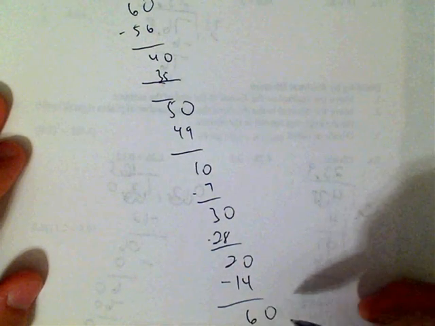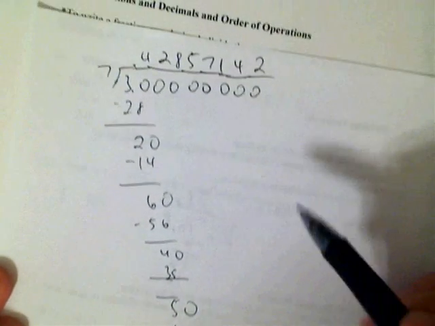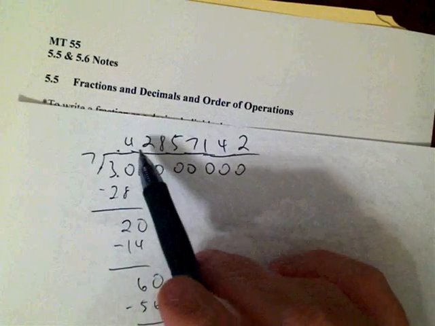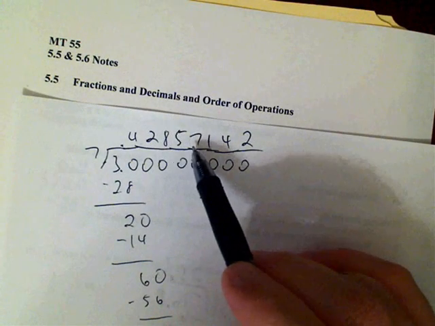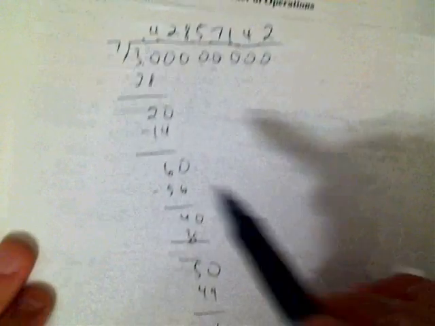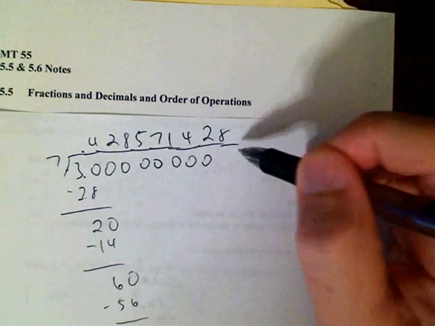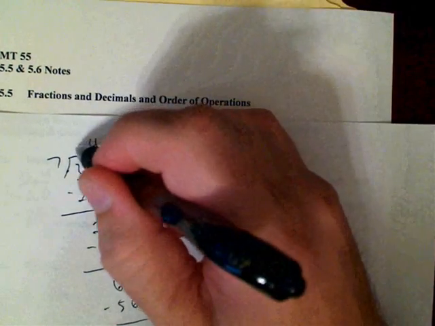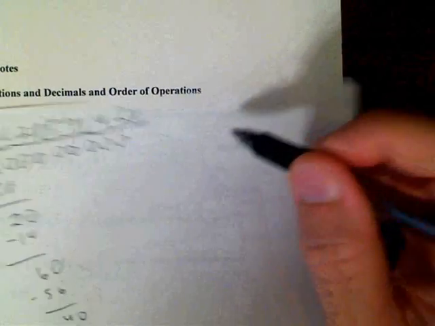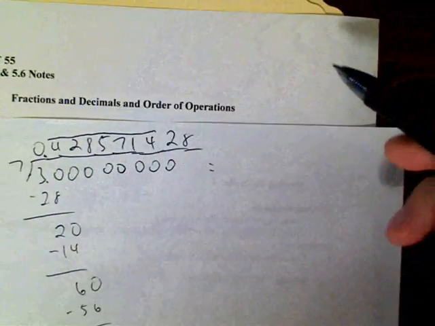Now, if you notice something, I'm seeing the same numbers. 4, 2, 8, 5, 7, 1. 4, 2, can you guess what the next one's going to be? 7 goes into 60 8 times. See the pattern? What that means is the 4, 2, 8, 5, 7, 1, 4 are all repeating.